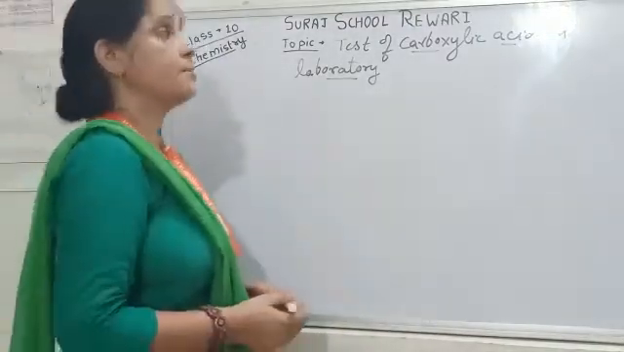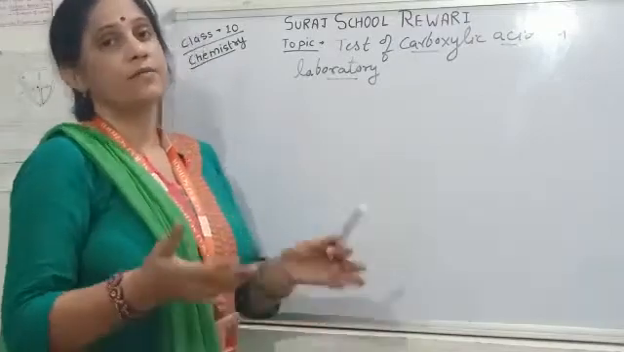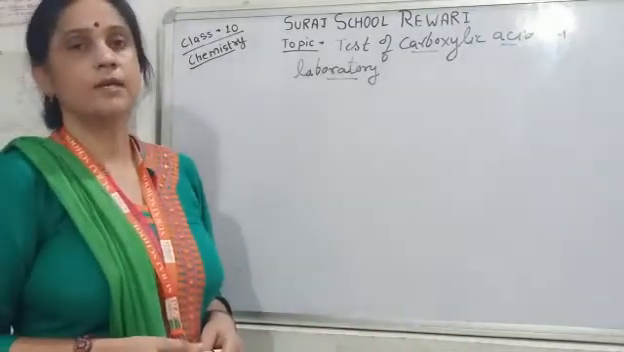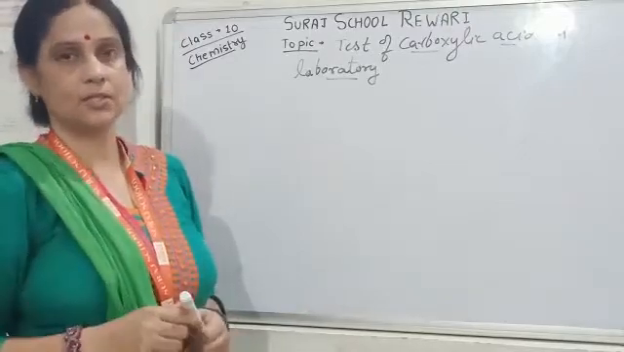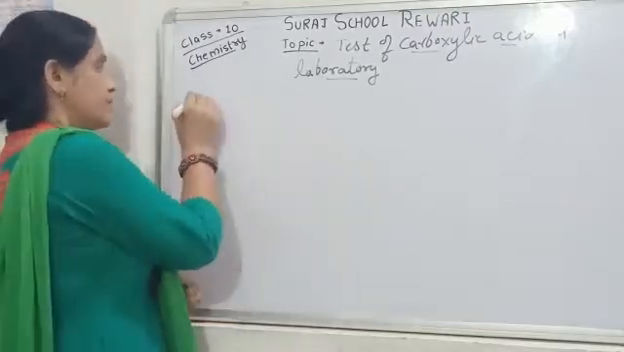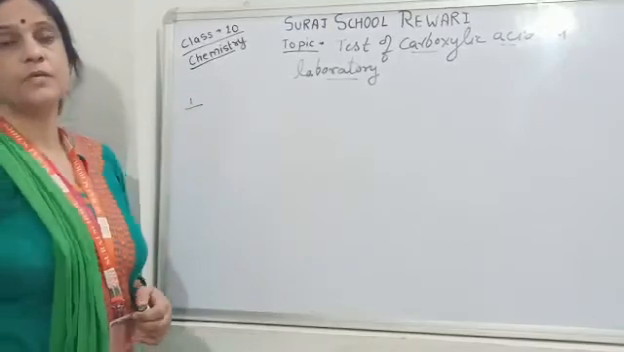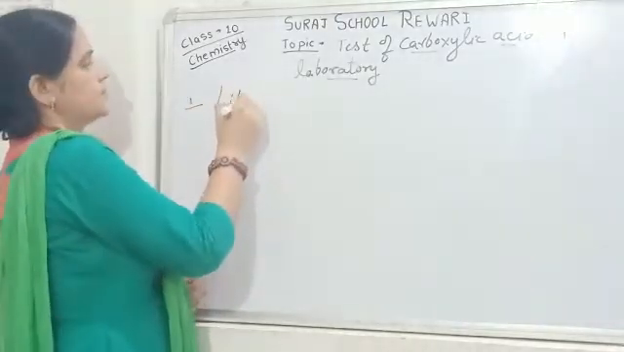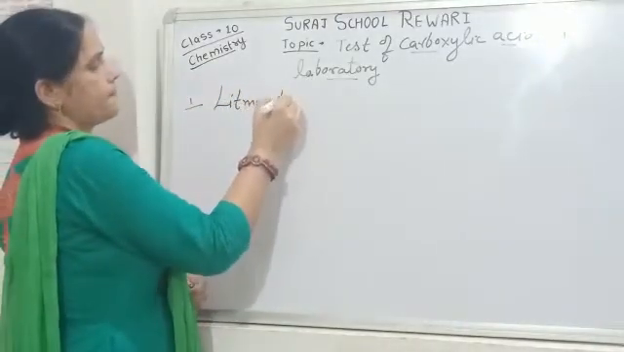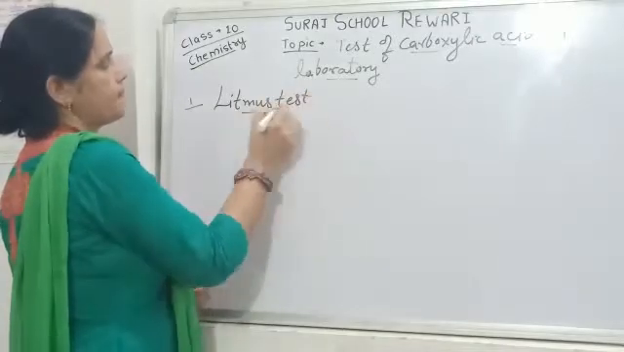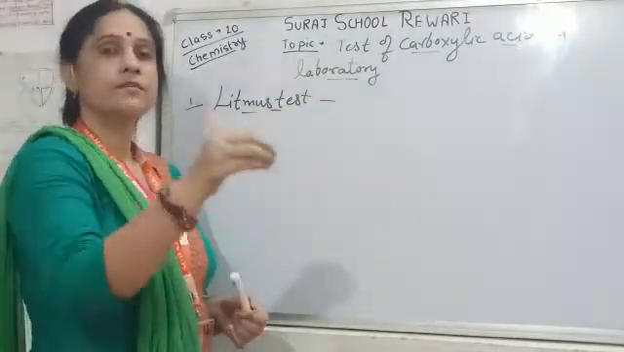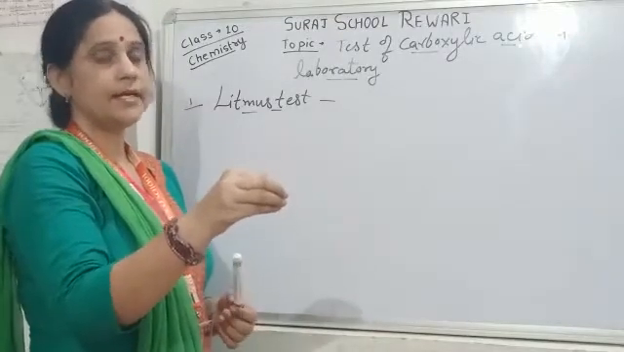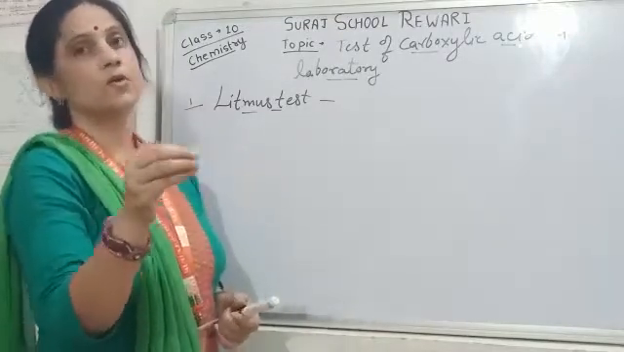Students, our today's topic is how can we identify that the given organic compound is carboxylic acid in the lab by different tests. So, our first test should be the litmus test, in which we identify that the given organic compound is acidic, basic or neutral.